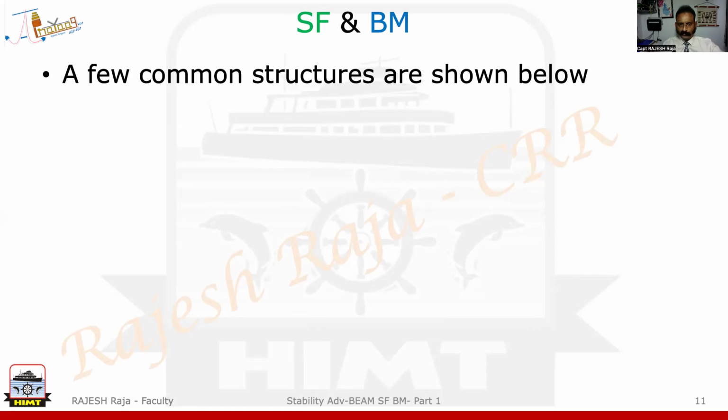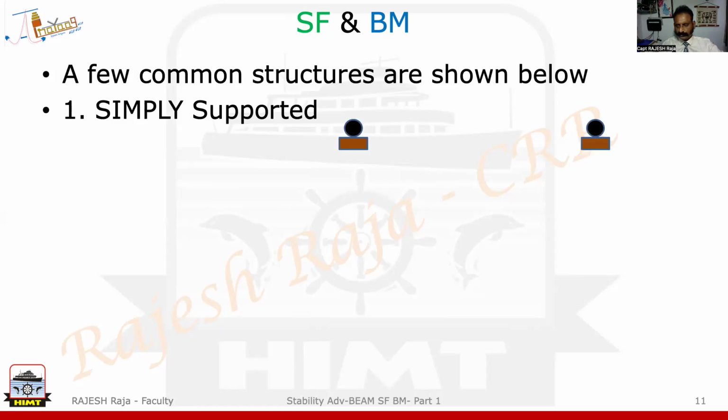Before I go into the definition or the explanation of SF and BM, let us quickly look at a few common structures which are possible to you on board also. And if you ask me, they are possible at home also. Not necessarily at home, it will be on the land also, anywhere near your house also. This is what is called simply supported, which means that I have two supports at the extreme ends of a beam or a ship or whatever you want to call it. This is simply supported, just simply supported. That means you are supported at the ends.